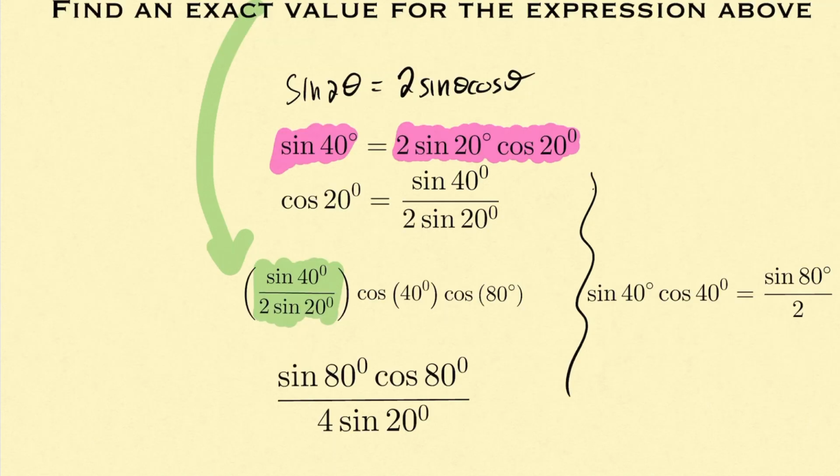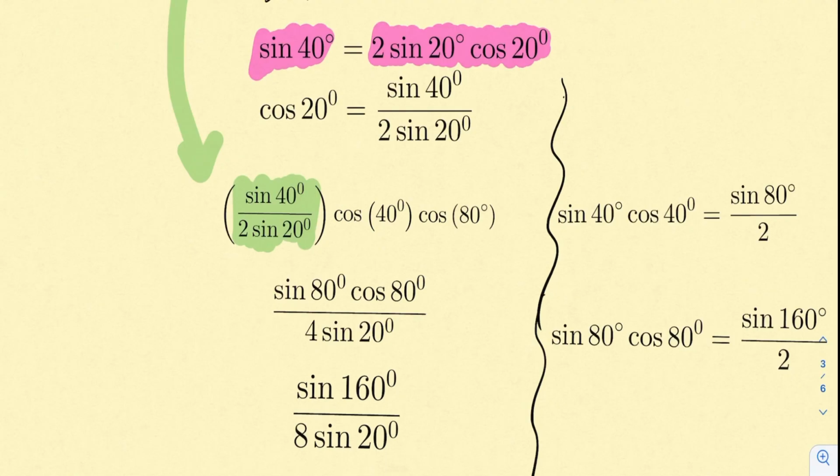Subbing that in here, we get sine 80 times cos 80 over 4 times sine of 20 degrees. And again, we just do that trick again. I can write the sine of 80 times the cos of 80 as sine of 160 over 2. Substituting that in, our expression now simplifies to become the sine of 160 over 8 sine of 20 degrees.